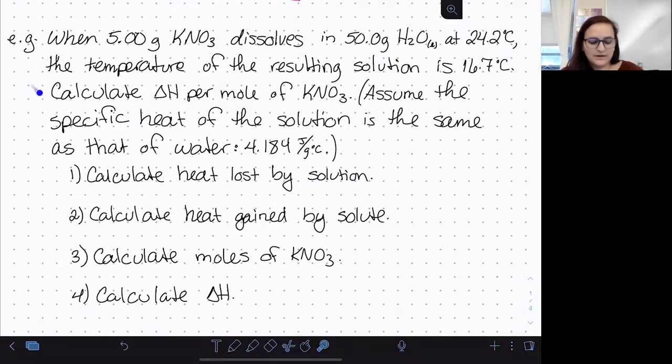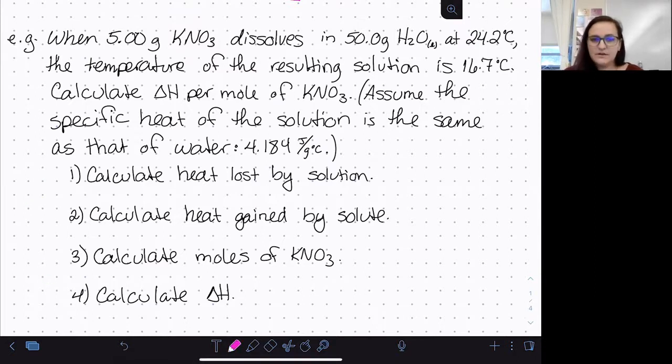And we're looking to calculate the delta H per mole of potassium nitrate, assuming that the specific heat of the solution is the same as that of water. Really, it wouldn't be exactly the same, but it would be pretty darn close. The solution is still mostly water by mass, so the specific heat isn't going to change that much when we dissolve a little bit of solute into it. So this is the step-by-step process that we're going to take.